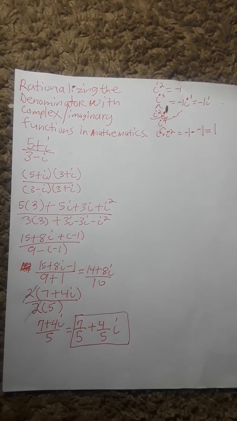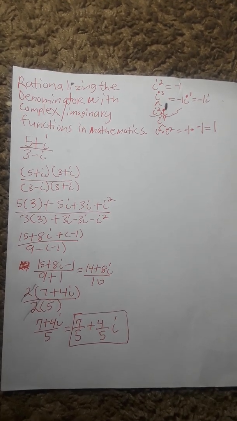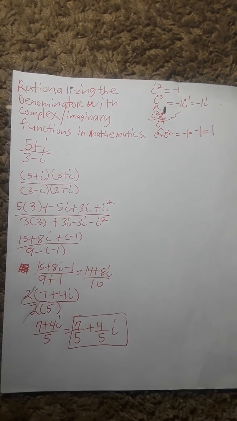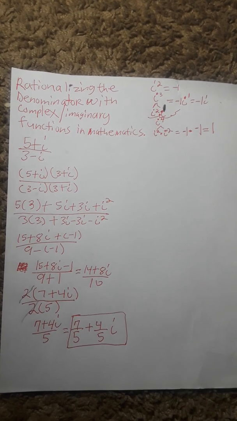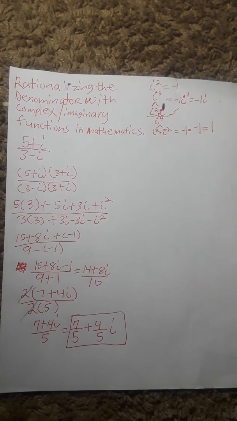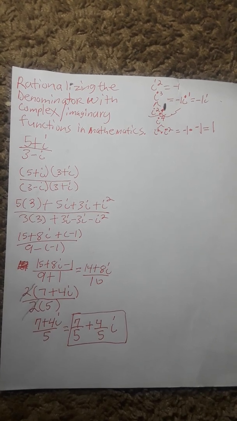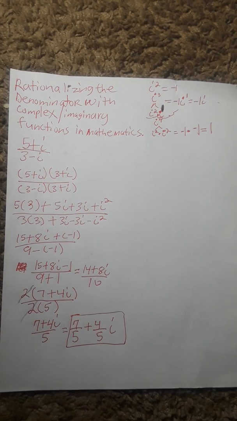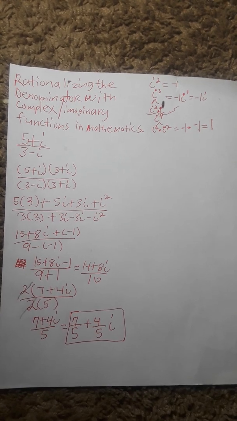We get 5 times 3 plus 5 times i plus 3 times i plus i squared. In the denominator, we have 3 times 3 plus 3 times i minus 3 times i minus i squared. In the numerator, that breaks down to 15 plus 8i plus a negative 1, divided by 9 minus i squared, because the two terms in the middle cancel out.